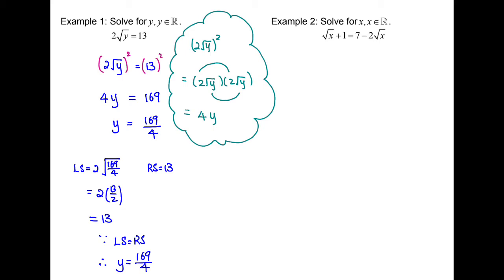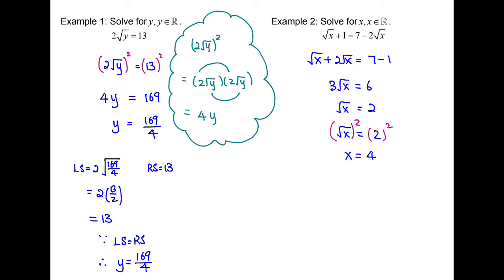Example 2. As you can see, we have radicals on both sides of the equation. So first, we're going to isolate all the radicals to the left and all the constants to the right. Then we collect the like terms. We get 3 square root of x equals 6, divided by 3 on both sides. Now we have to remove the square root by squaring both sides of the equation. Now we get x equals 4.